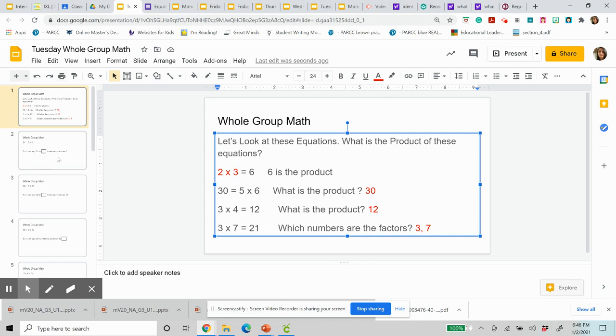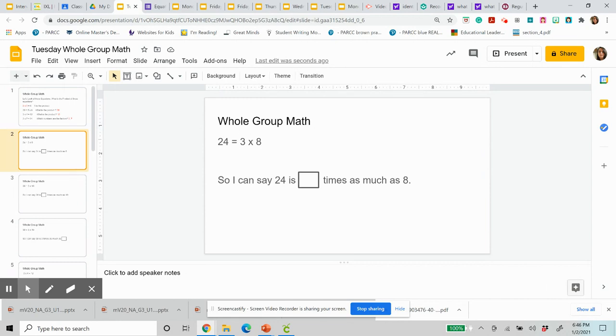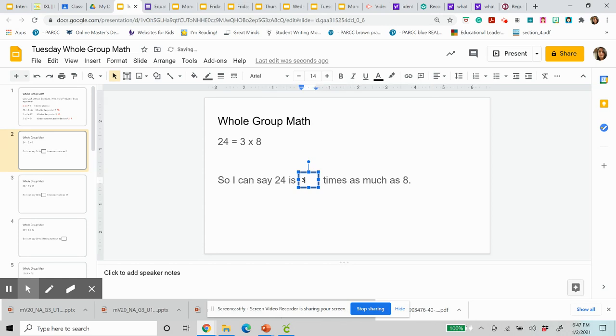All right, so let's look at what we're saying. Okay, again, we're reviewing our multiplication tables. So 24 equals 3 times 8. So this is an equation. Okay? So what I'm saying is 24 is blank times as much as 8. So if I had 8, how many of the 8s do I need to get 24? Right? And again, we're not looking at any of the numbers. They're telling us right here. What this says is 24 is 3 times as much as 8. Right? It's 8 3 times. That's what we're saying. Okay?